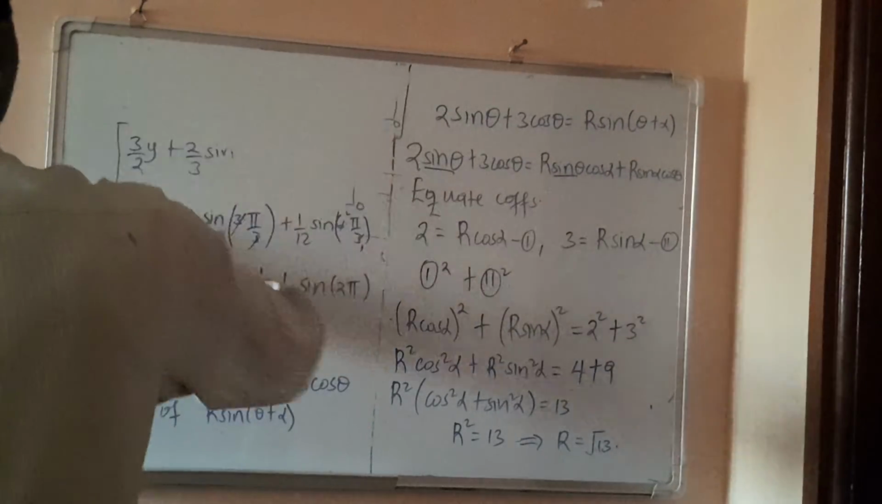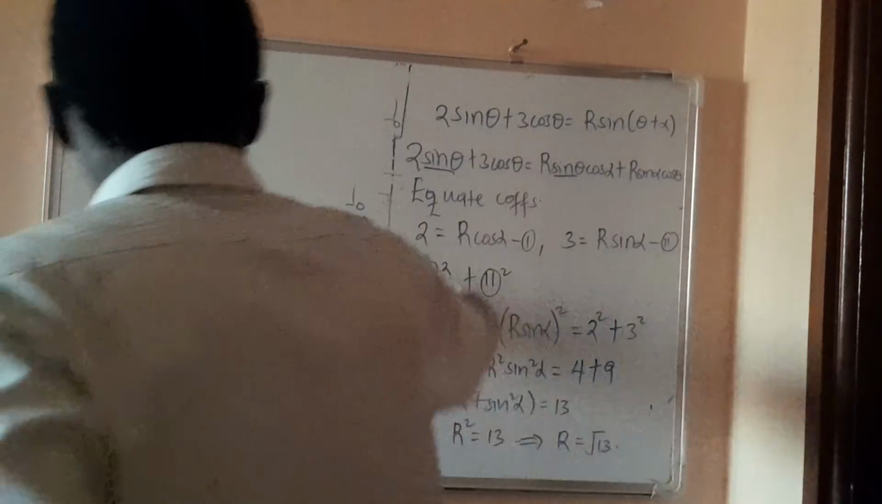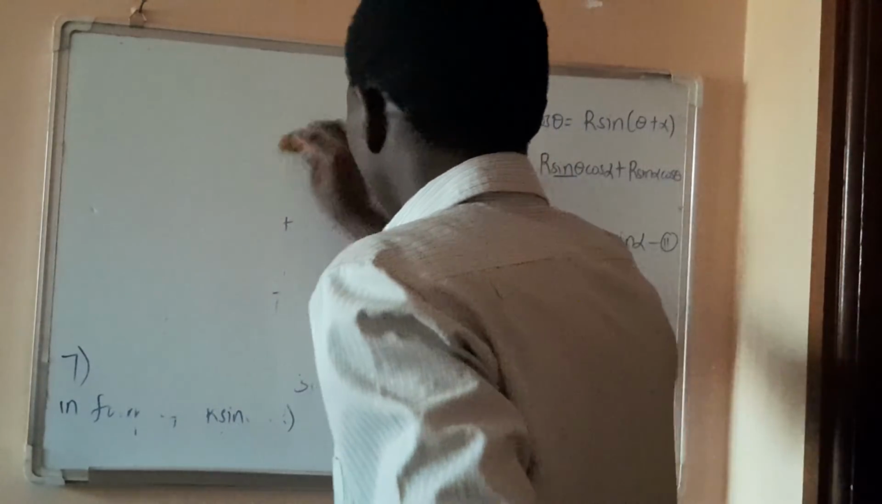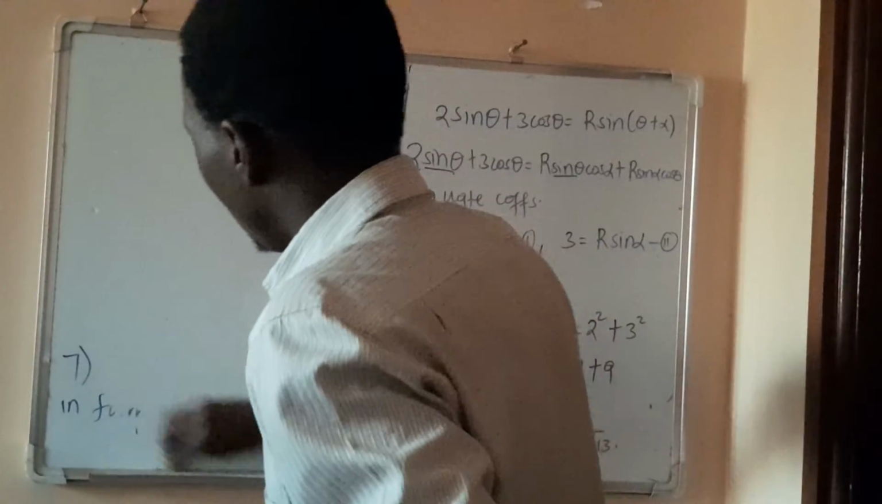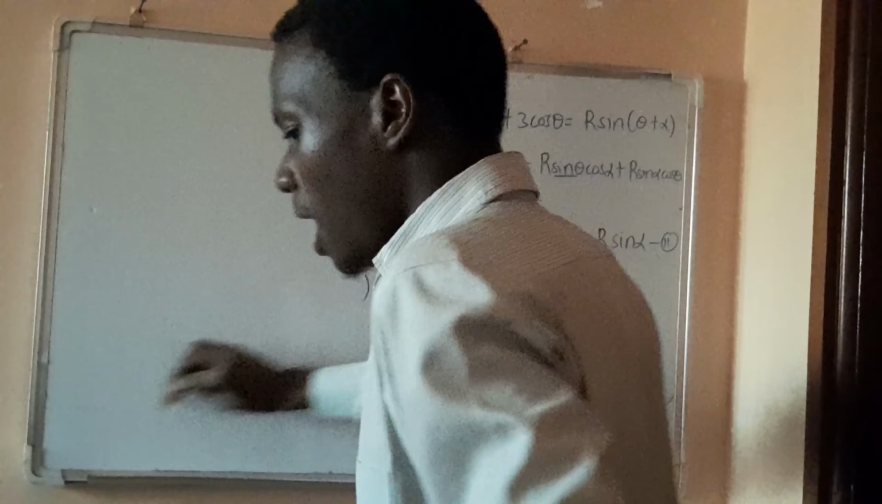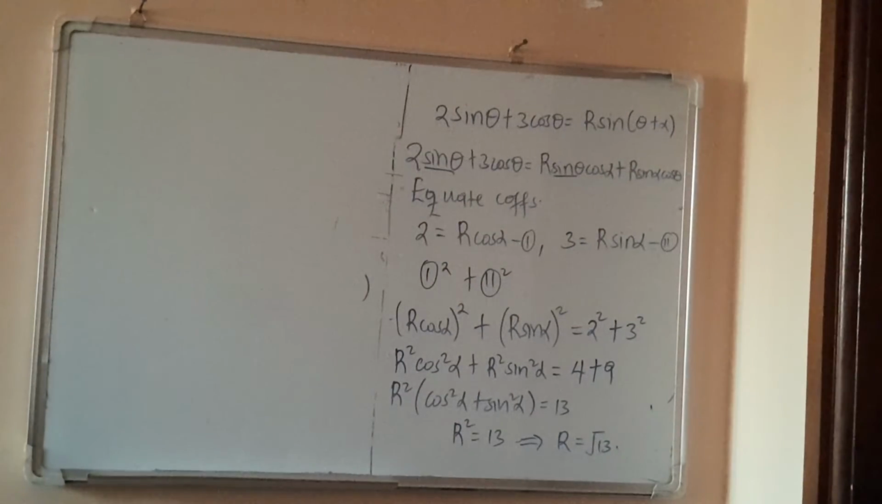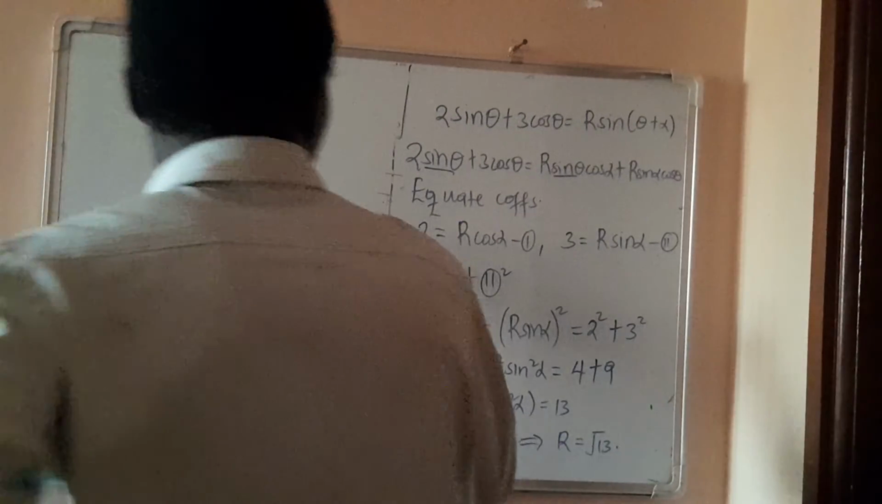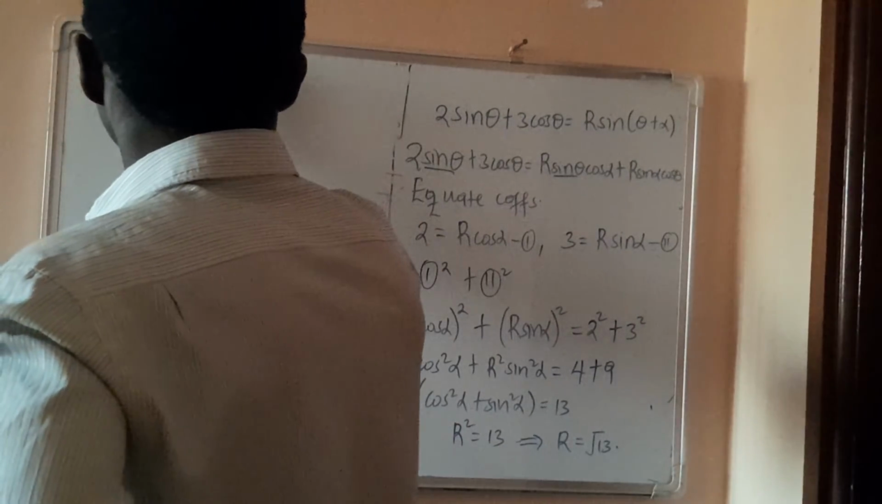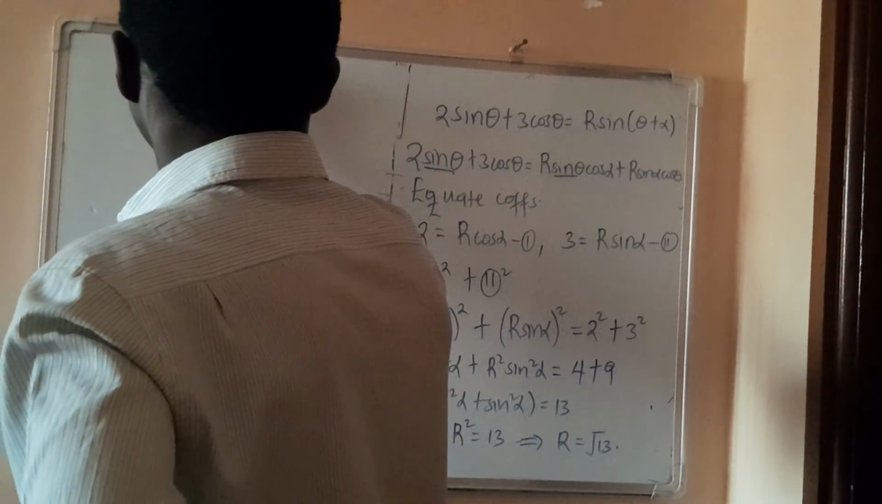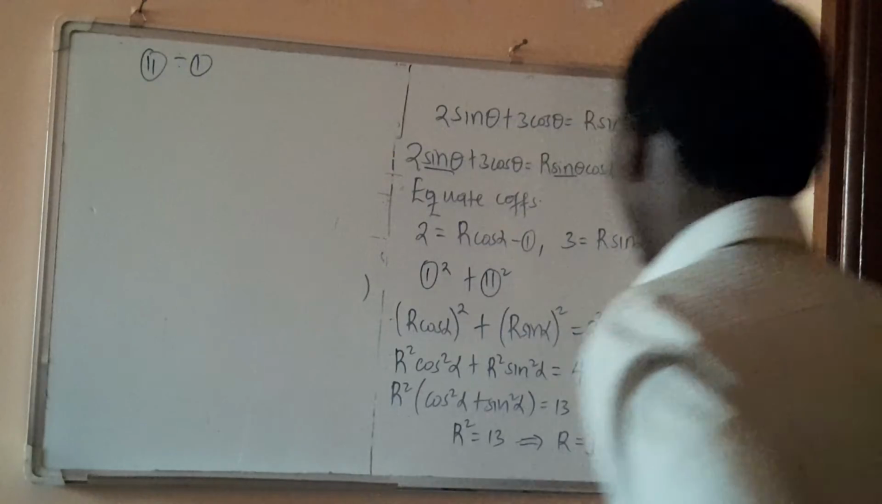How are we going to obtain alpha? It's just a matter of playing around with equations 1 and 2. For the first case, to obtain r, you square 1, then add it to 2 when you have also squared 2. If you want alpha, we are going to divide equation 2 by equation 1.